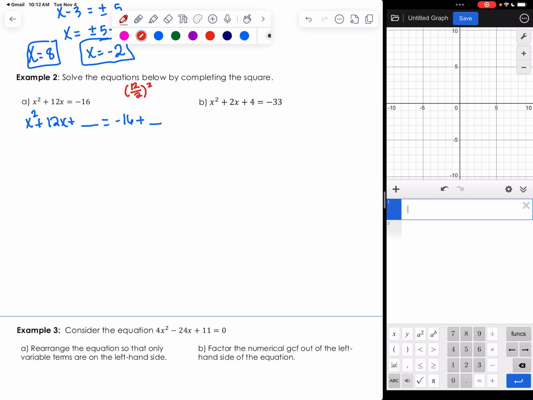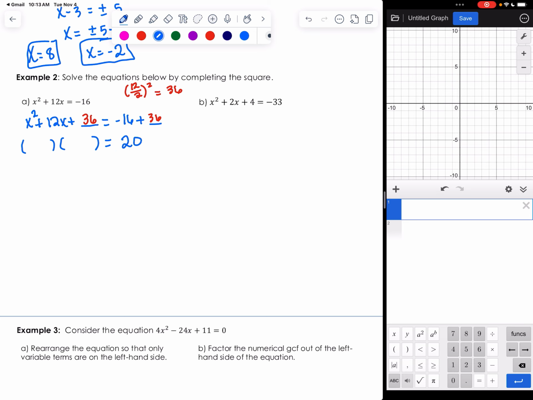So 12 divided by 2 is 6, and 6 squared is positive 36. So that's the number we're going to add to both sides. So I'll put a 36 here and a 36 here. Now, when we factor this, x squared plus 12x plus 36, over here I'm going to combine negative 16 plus 36. That would give me positive 20.